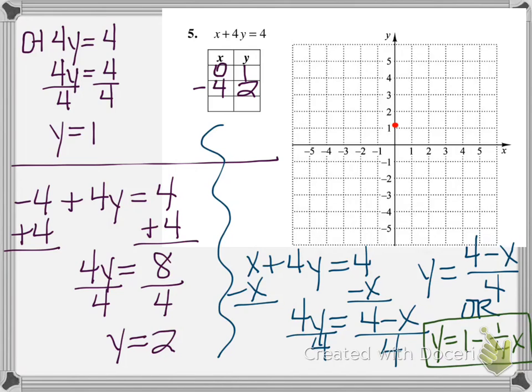And negative 4, 2. And then I'm going to graph my line. It's kind of a flat-looking line. Close, not the greatest. Put your arrows on the end, and there's your line.